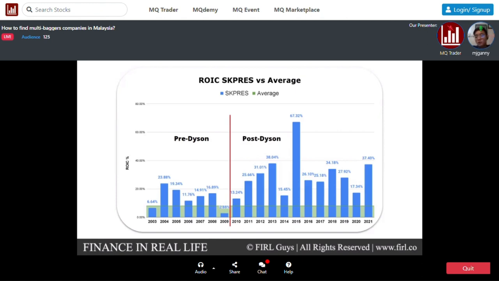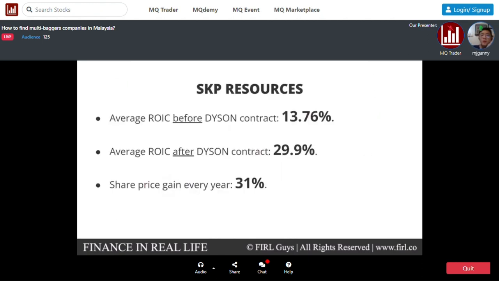but overall, if you take pre-Dyson and post-Dyson, post-Dyson on average is going to be higher than pre-Dyson. And what is very interesting is that when you compare the return on invested capital after Dyson with the share price gains every year, it tracks very closely, right? 30% versus 31%. Now, recently, of course, Dyson have had issues, right? They have issues with the labor concerns, the EMS concerns, Andy Hall, these guys. So you can bet the ROIC is going to drop. And of course, we know the share price has already dropped, so it should look quite similar.